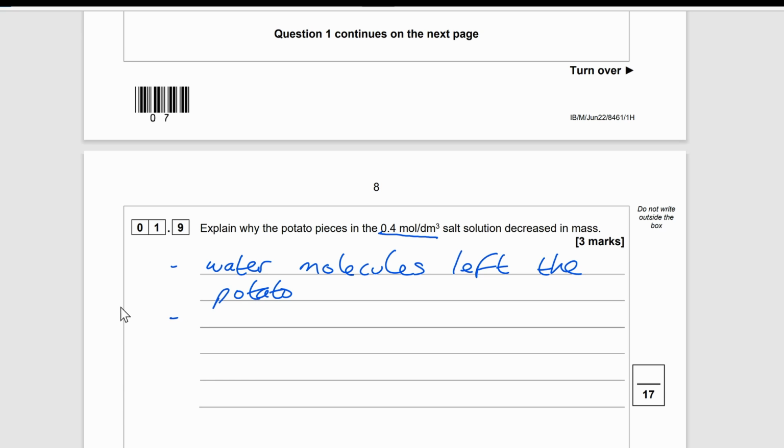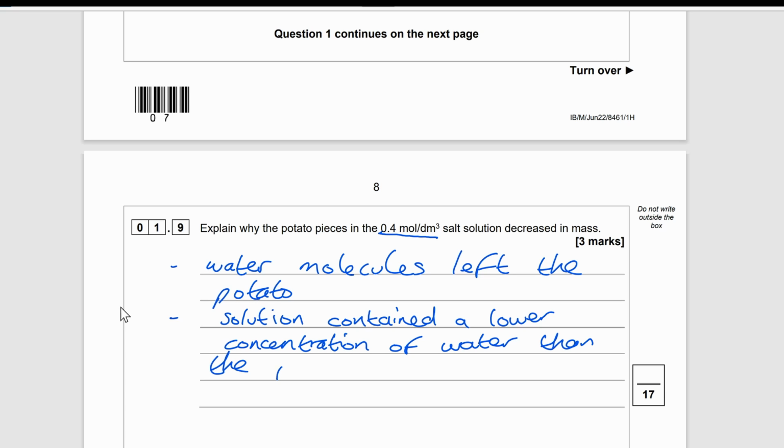Why would the water molecules leave the potato? It's to do with the concentration gradient. Remember that osmosis, water moving from high concentration to low concentration. So that must mean that the solution contained a lower concentration of water. But to make sure that we demonstrate our understanding of this investigation, we should be writing how this is occurring. Water molecules are leaving by osmosis.